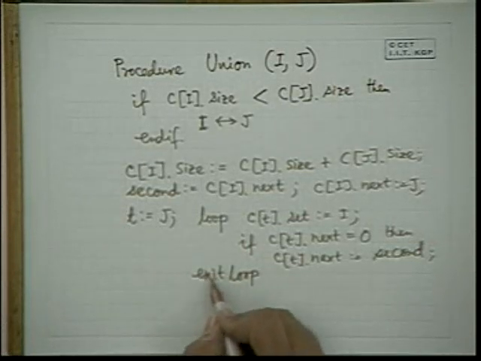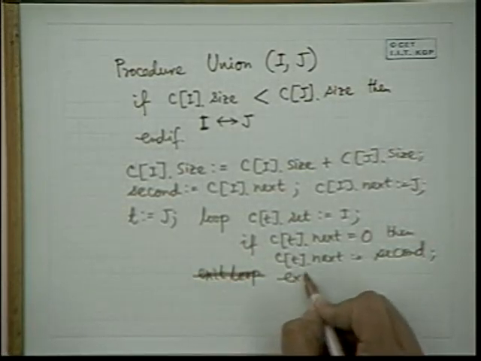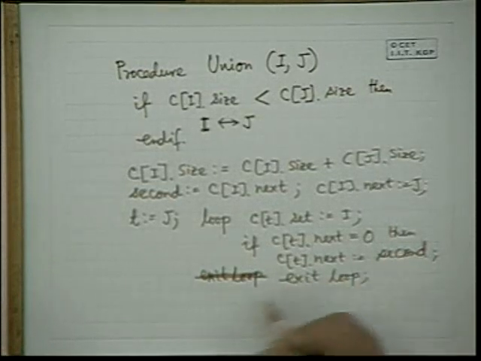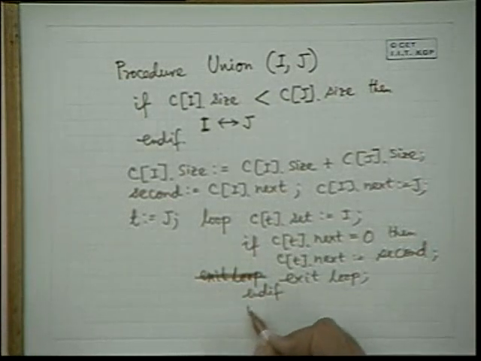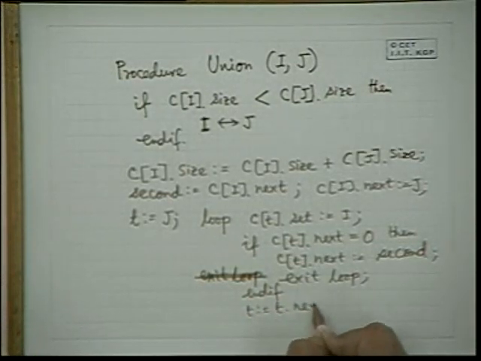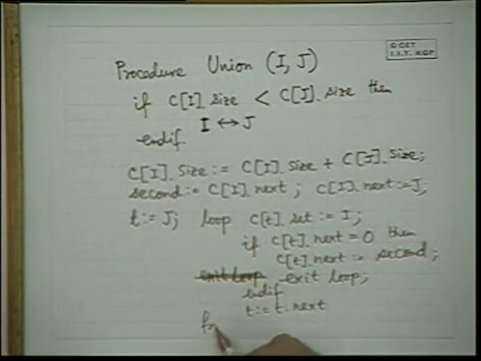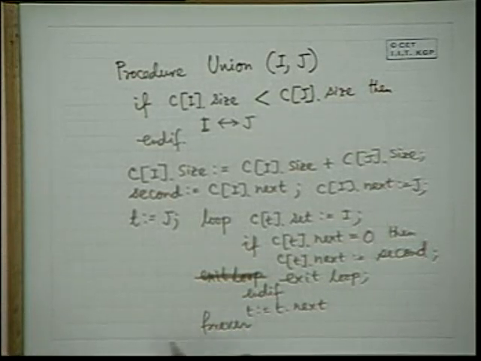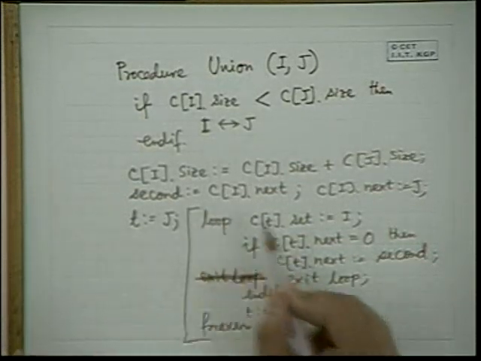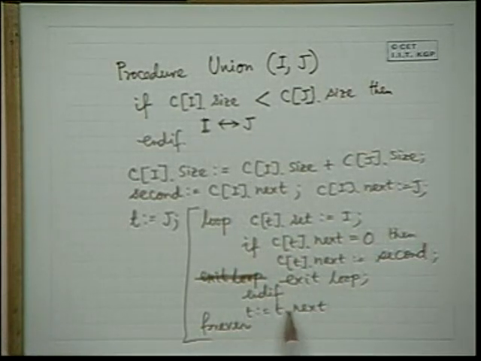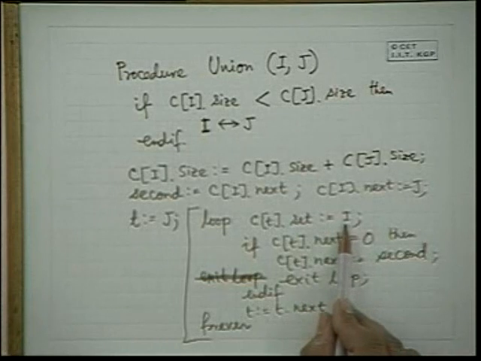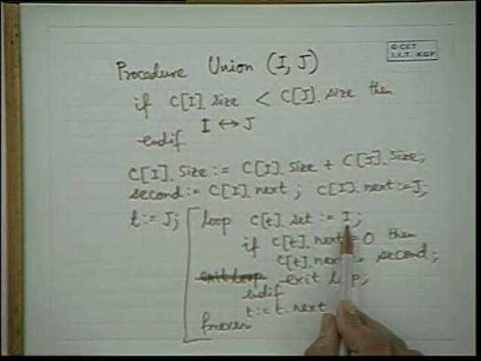Exit the loop, oh sorry, so this should be in the if, so this is exit the loop if it has happened, and t is equal to t dot next, and this is forever. Forever means basically the loop is going. I am not writing in a do while fashion. So this looping is basically going through all the elements of j, that is t dot next, the linked list traversal, and changing its name to I. That's what it is doing.